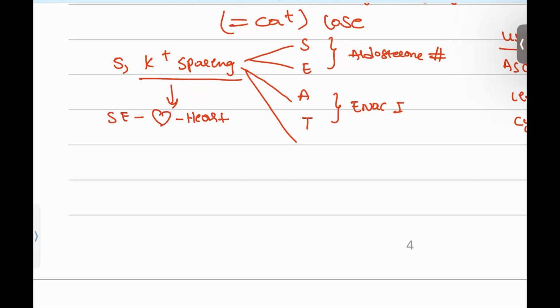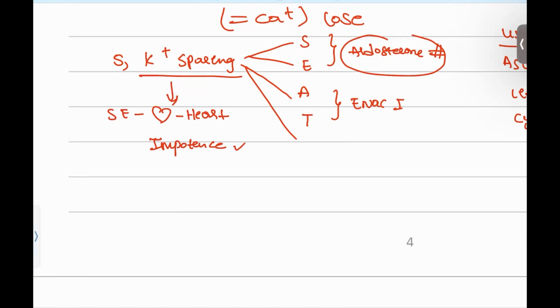Next, moving on to the other one, impotence. Because aldosterone blockers can indirectly act on your androgens, these patients can also have impotence and gynecomastia. Gynecomastia is also seen. All these side effects will be seen with the diuretics.